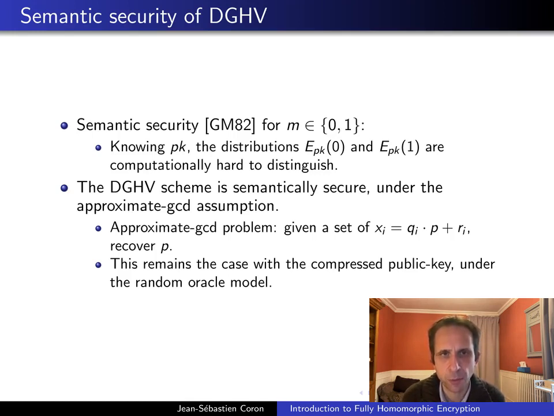So what is this Approximate GCD Assumption? The Approximate GCD problem is that we are given a set of xi's, which are near multiples of p, so qi times p plus some noise ri, and the goal is to recover the prime p. One can prove that the DGHV scheme is secure, assuming that this problem is hard. And one can also prove that this remains the case even when we have compressed the public key, and for this we have to work in the random oracle model.